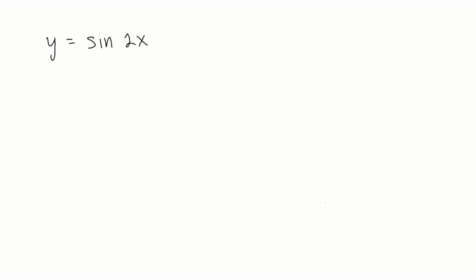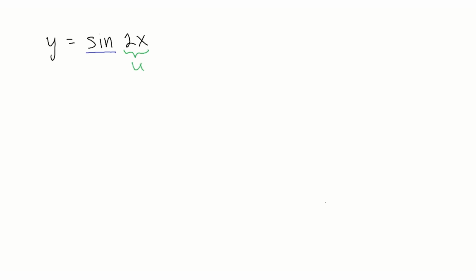Let's keep going with the chain rule, this time as it applies to trig functions. Let's start with some simple examples. y equals sine of 2x. Remember, the chain rule is all about differentiating a composite function, a function inside another function. So what are the outer and inner functions? The outer function here is sine, and the inner function is 2x.